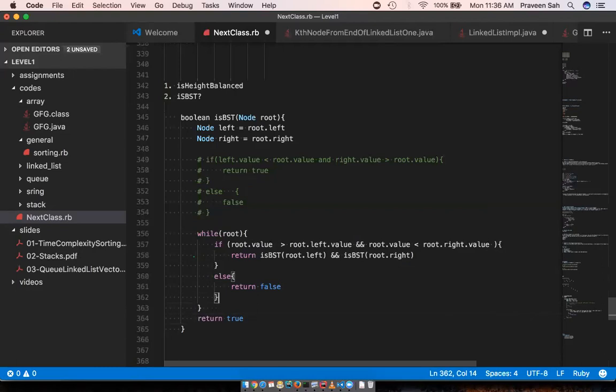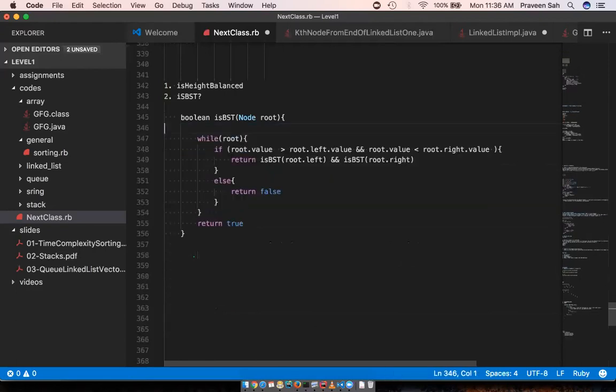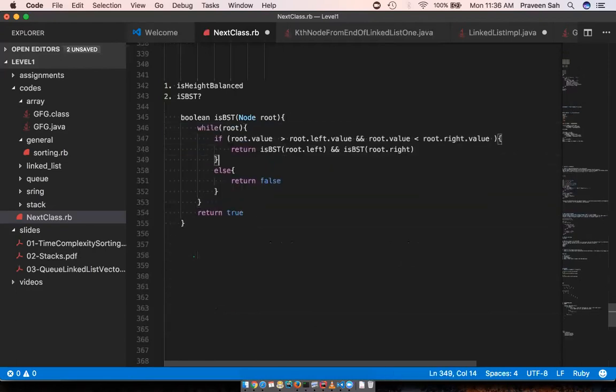Is this what you are trying to do? Is this correct? Yes, Praveen. Yeah, that true should have been a recursive call. Correct. Santosh, Sukanya, everyone, is this correct? Yes, Sukanya? Yes, it's correct.